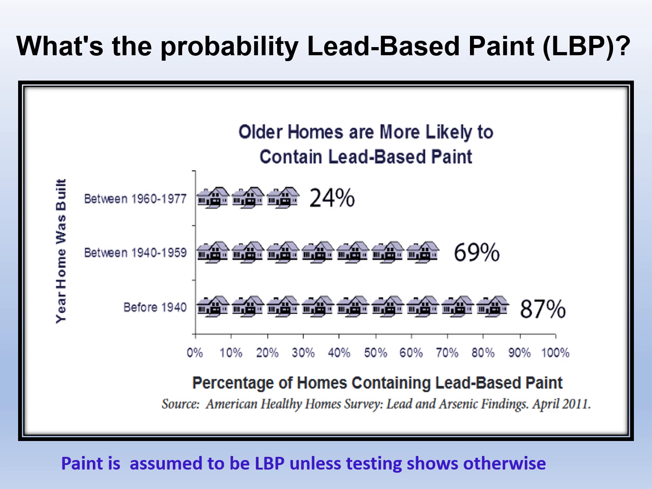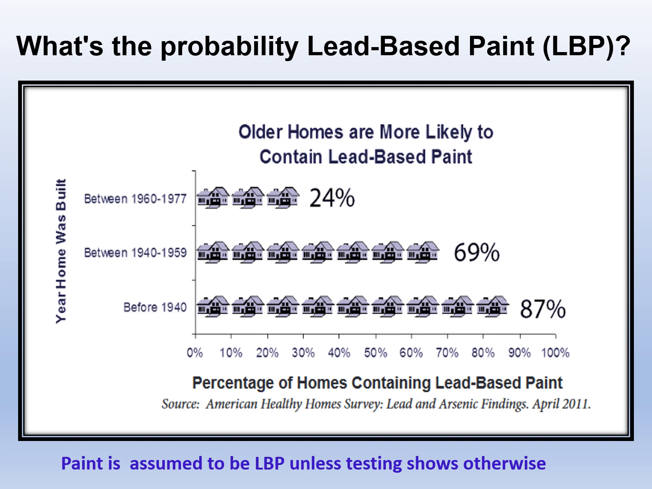So what is the probability of lead-based paint? If we look at this slide here, you see this table, and you have 3 sets of dates. So let's talk about these dates here. The topic here is older homes are more likely to contain lead-based paint. What we see here is that before 1940, roughly 87% of all homes had some amount of lead-based paint.